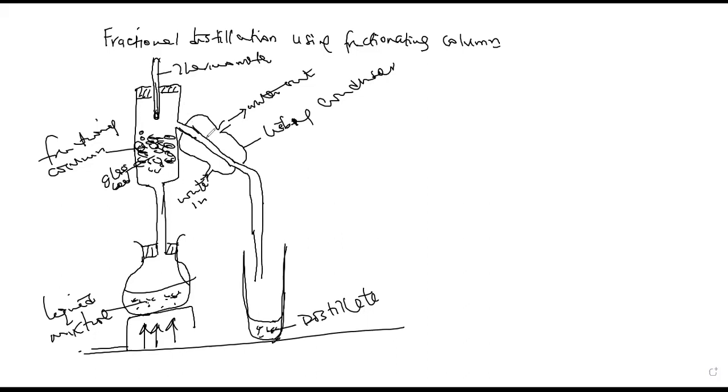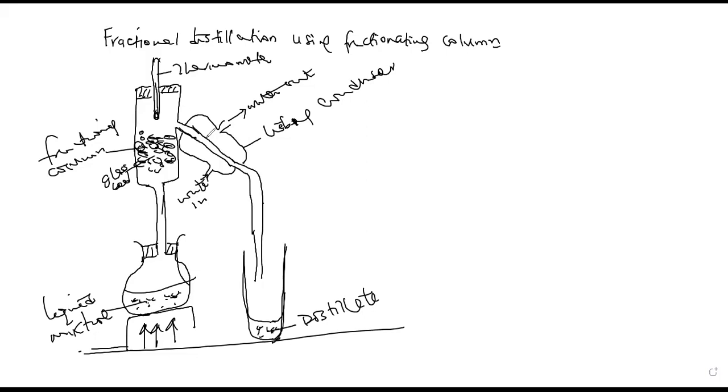So that is the process that one can give when talking about fractional distillation using the fractionating column. We have applications of fractional distillation. It is used in the purification of crude oil, in obtaining nitrogen and oxygen from liquid air, and in determining the concentration of alcohols in breweries.